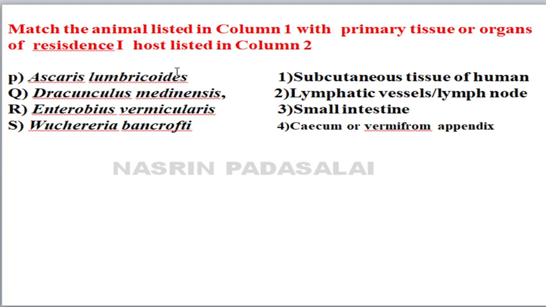Next, match the animal listed in column number 1 with the primary tissue or organ of residence in column 2. Okay, so Ascaris lumbricoides is present in the small intestine and Dracunculus medinensis is present in the subcutaneous tissue of humans, whereas Enterobius vermicularis is present in the cecum and vermiform appendix. So this is a nematode or roundworm that is present in the cecum and it is responsible for pinworm disease. And this particular Enterobius vermicularis is also called a threadworm.